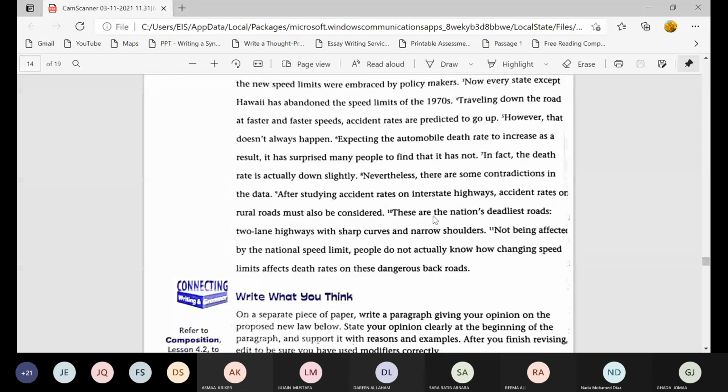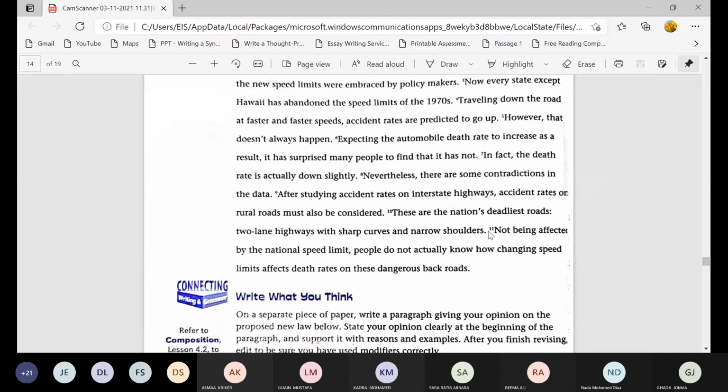Kadra, 10. These are the nation's deadliest roads, two-lane highways with sharp curves and narrow shoulders. It's correct, I guess. It is better also to change that and this, but it's okay. So what are the nation's deadliest routes? Rural routes and the accident routes. Okay, so go to 11.